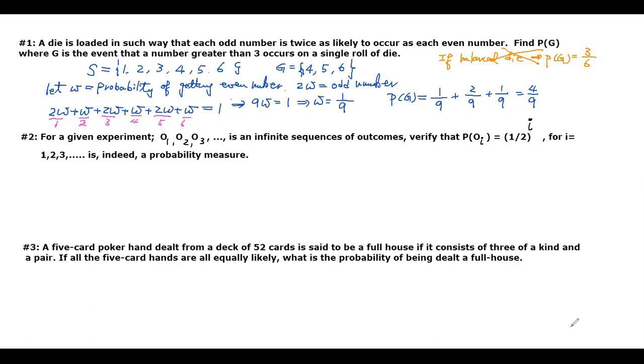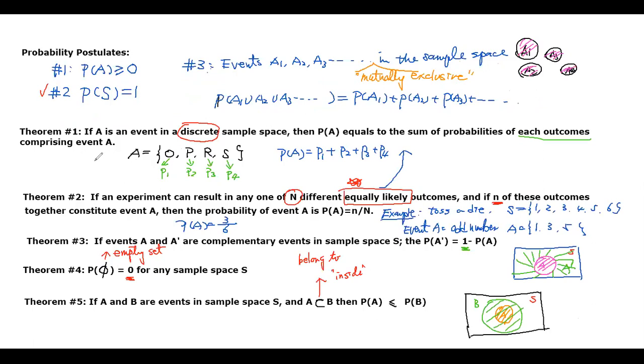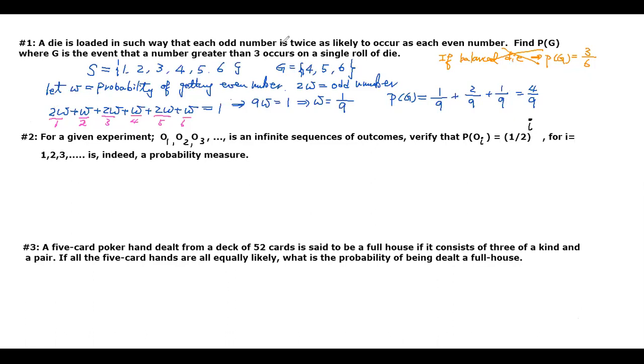So what theory was I using? I was using theory number 1 here, right? So be careful here. And this one, I use the postulate P(S) equal to 1, right? And this one, I use theory number 1, right? If the event A is composed of different outcomes, then you just add the probability of these outcomes.